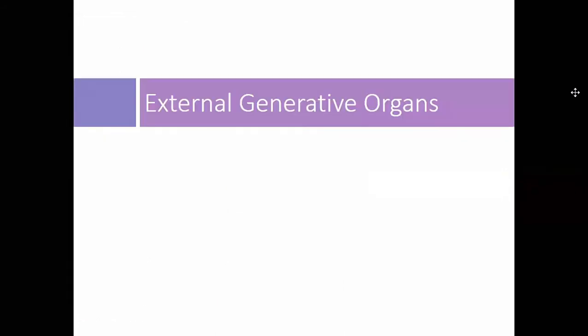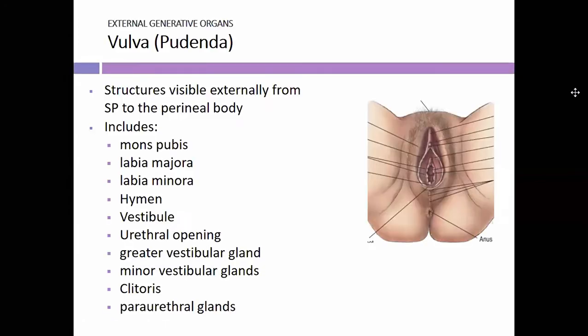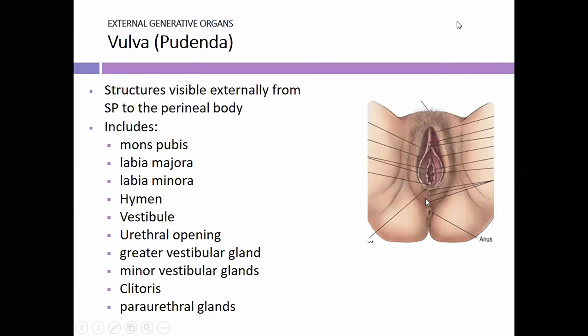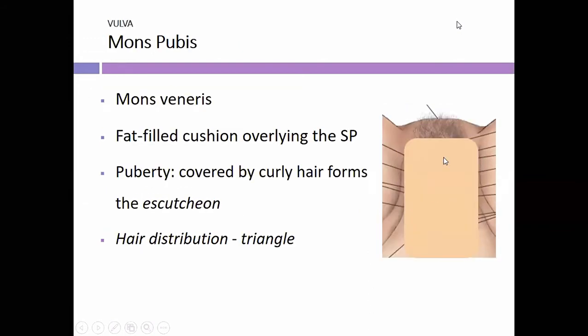And then, we will now go to the generative organs, or the organs on the genital area. So the external generative organs, first we go to the vulva, also known as the pudenda. When you say vulva or pudenda, you are referring to the structures visible from the symphysis pubis up to the perineal body. So this is the vulva, and you are referring here to the many structures that can be seen from there.